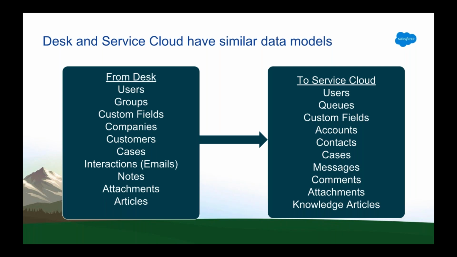They have the same overall hierarchy, with companies and accounts at the top representing an organization, with customers and contacts representing those people. And then cases are specific instances of support, with interactions or individual messages and notes and so on. So they have very similar data models, but there are some key differences that I wanted to talk about that make things a little bit challenging and may determine your choice of migration tool.